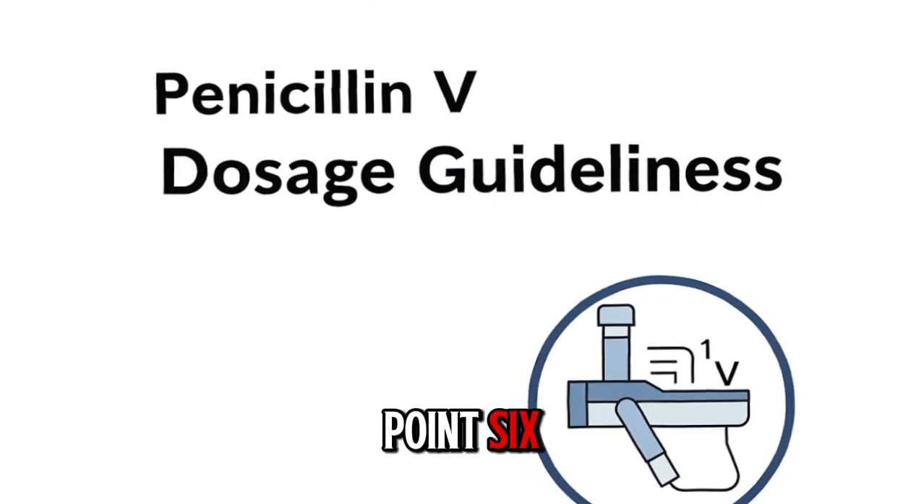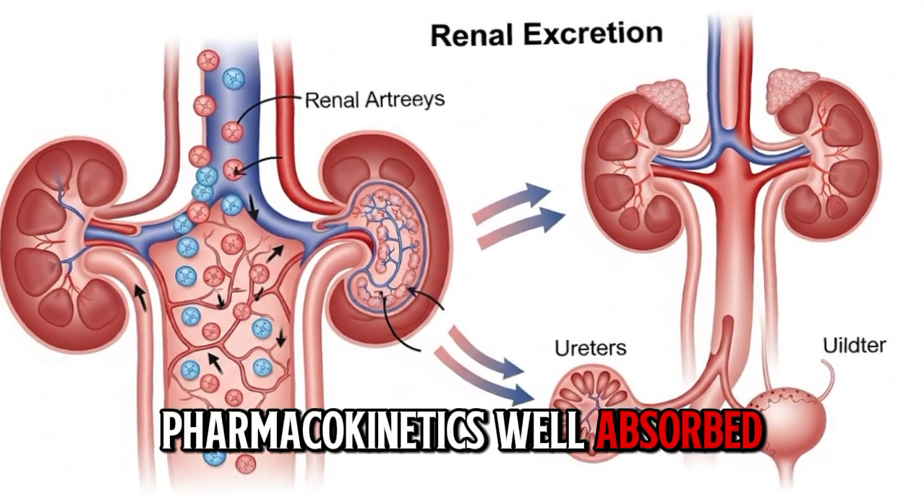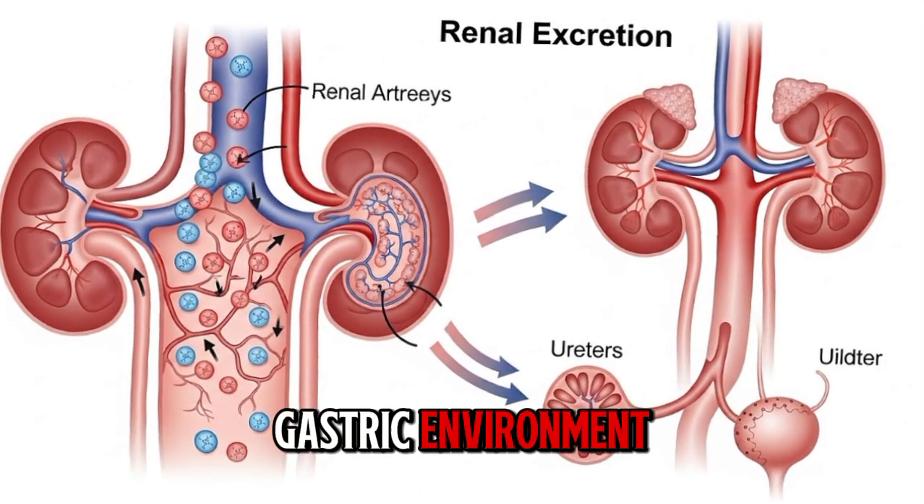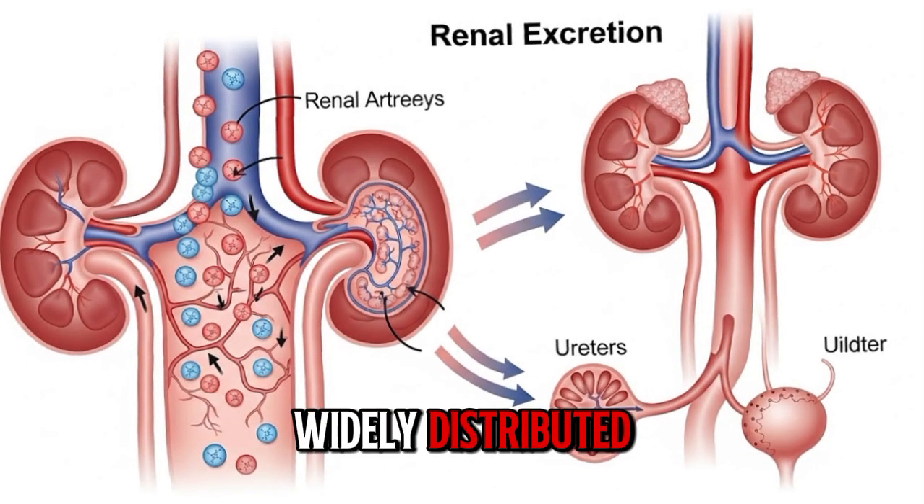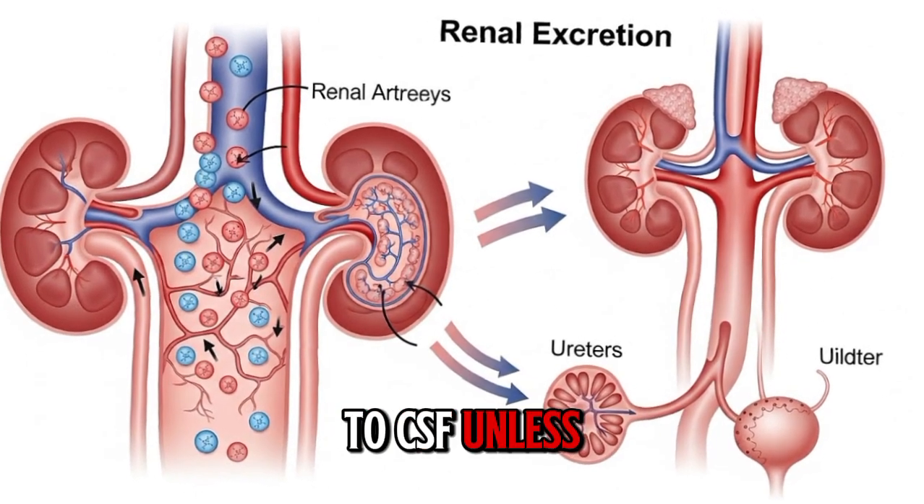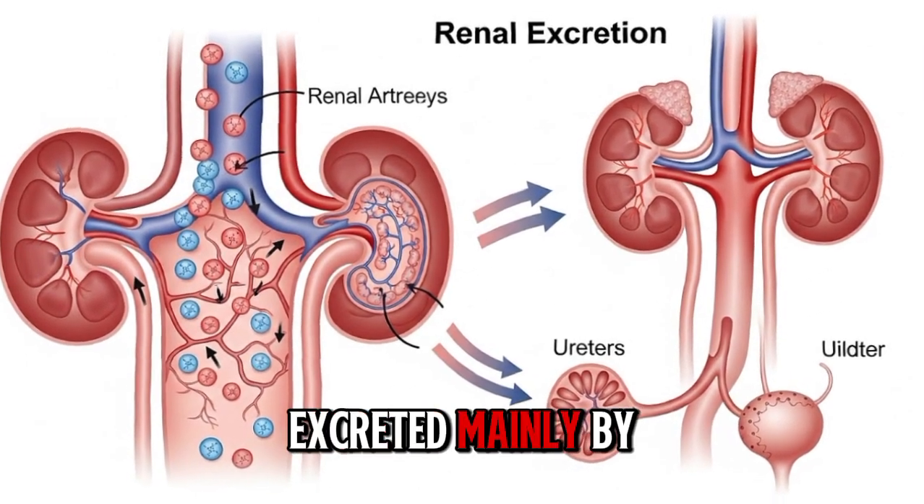Point 6. Pharmacokinetics. Well absorbed orally, stable in acidic gastric environment, better oral stability than penicillin G, widely distributed but with poor penetration to CSF unless meninges are inflamed, excreted mainly by kidneys.